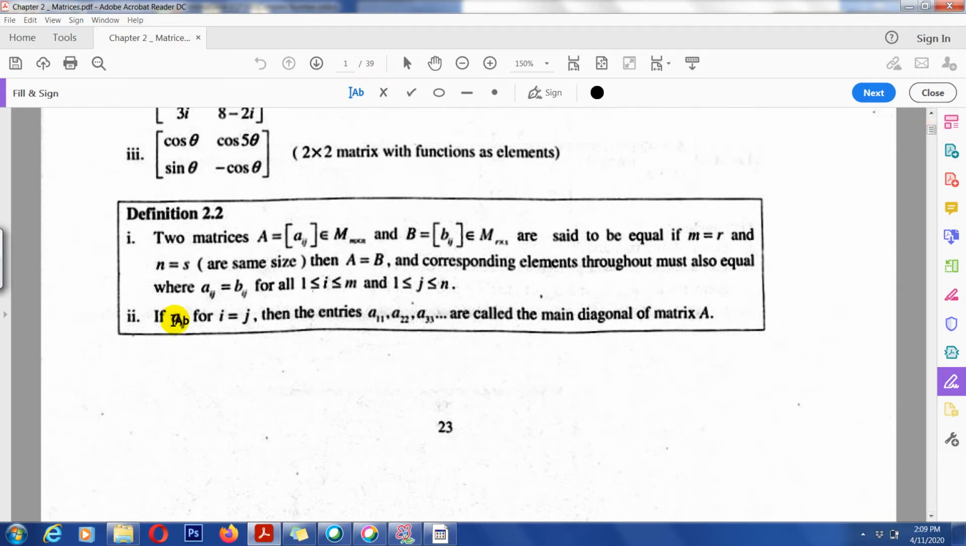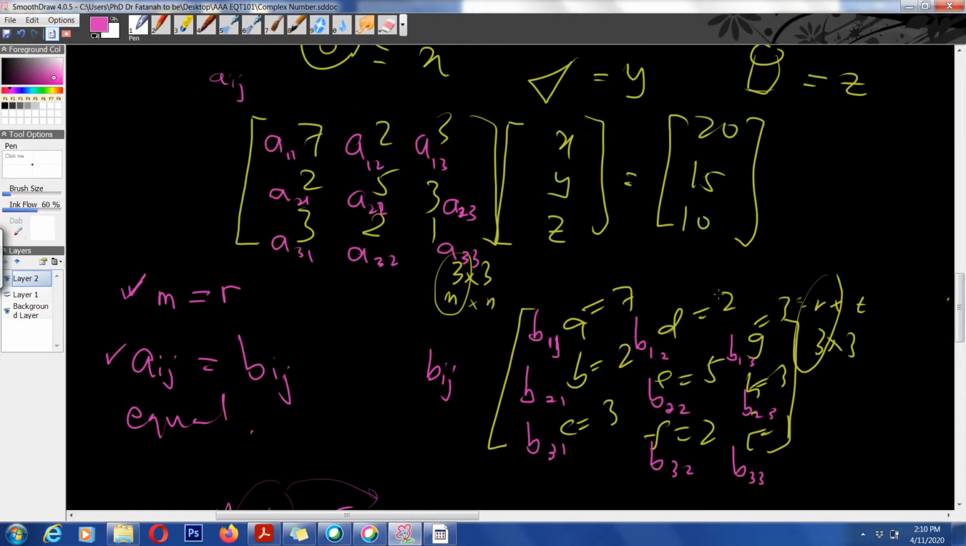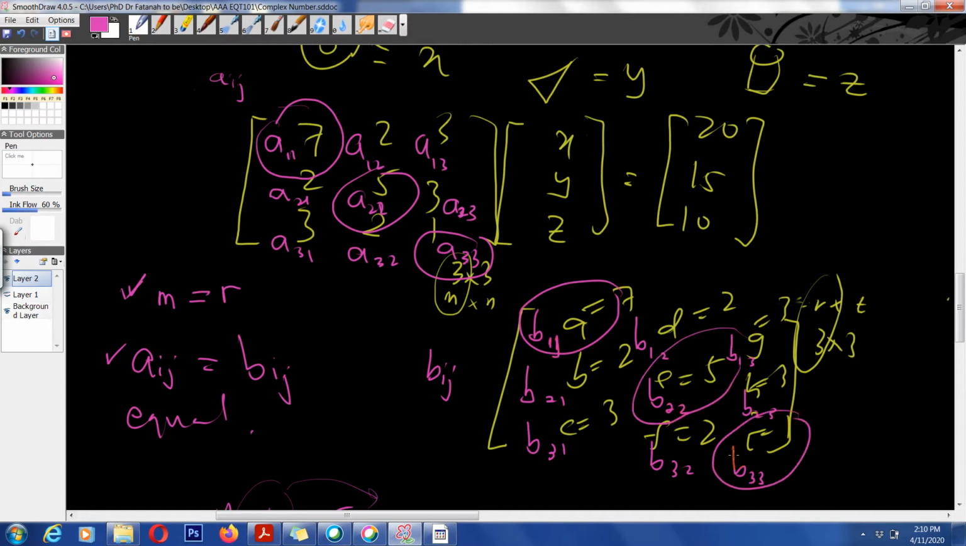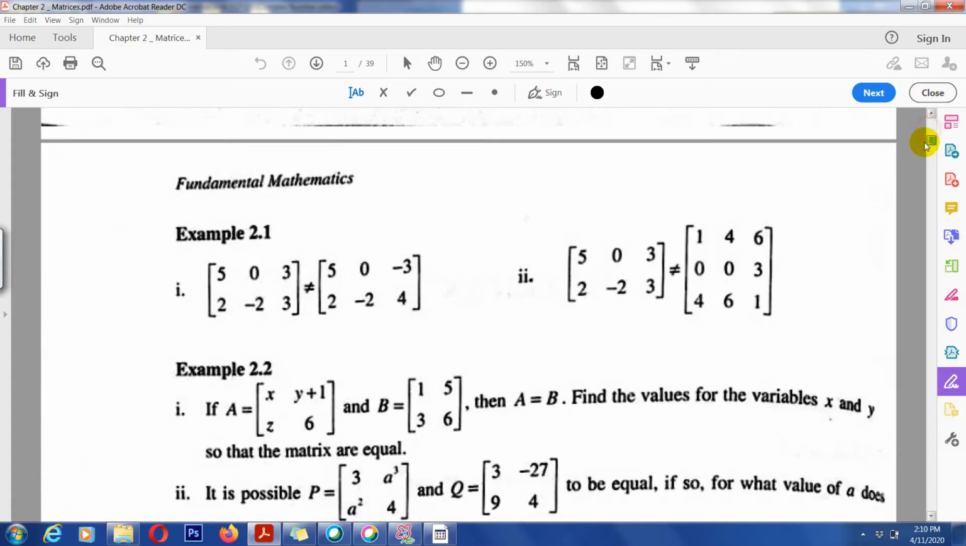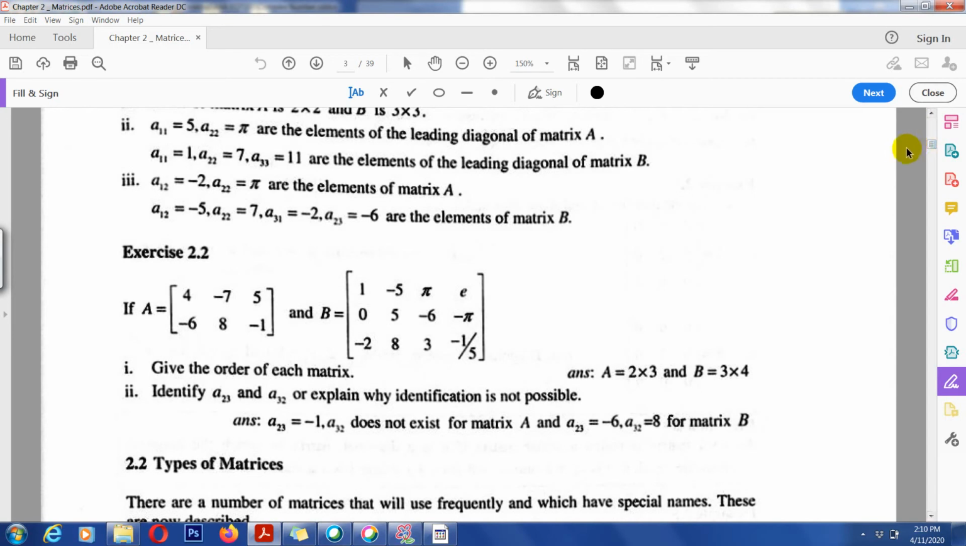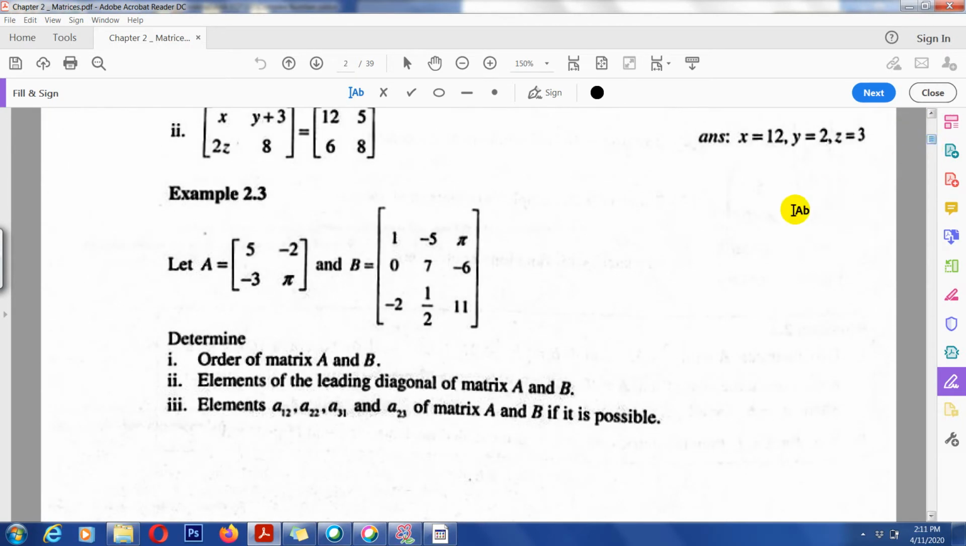If i is equal to j, the entries A11, A22, A33, and so on are called the main diagonal of the matrix, meaning where i equals j. Here we have this element, this element, this element, 1,1, 2,2, 3,3 until n by n, if we have n. Alright, so we call this a diagonal. So in this exercise we need to identify what the diagonal elements are.